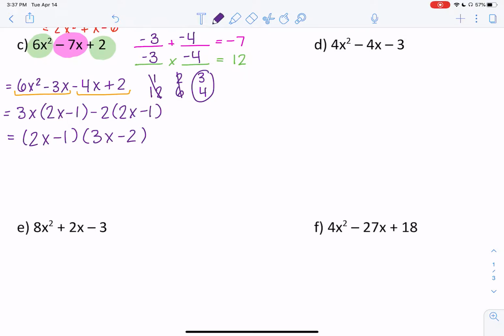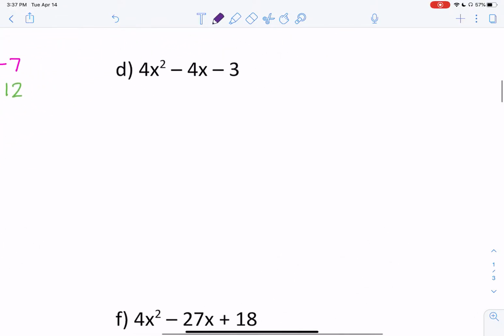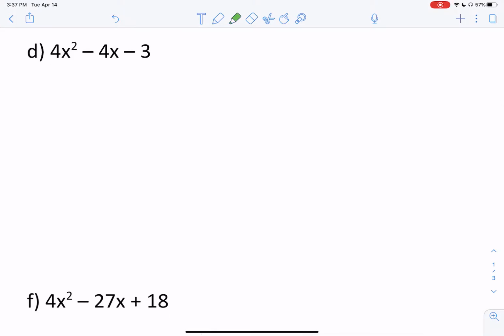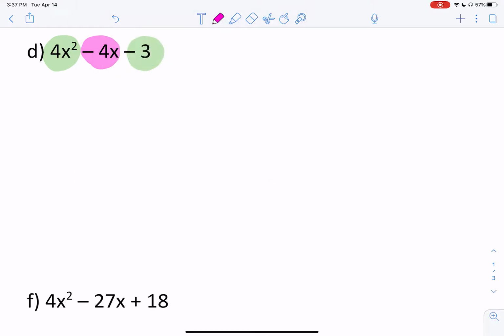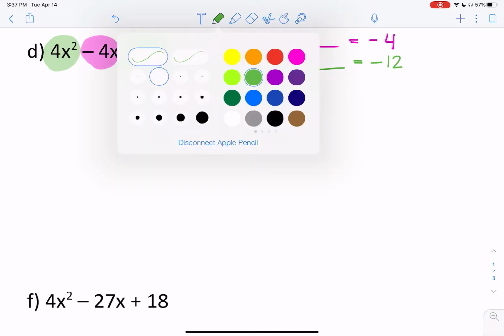We'll do a few more together. So for D, our next step, find my A, B, and C. And we need to find two numbers that add to B and two numbers that multiply to A times C, which in this case will be 4 times -3, which will be -12.